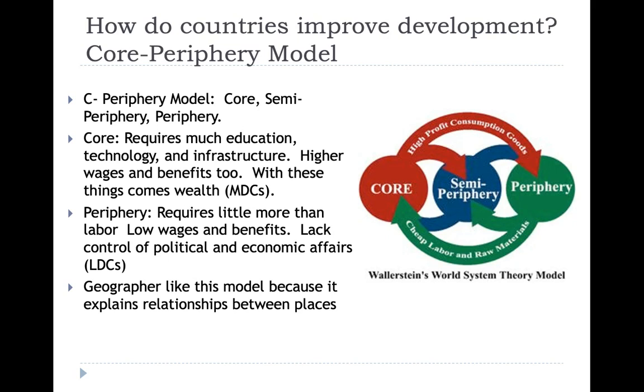So it shows the relationship of how core countries, or more developed countries, can use less developed or periphery countries for cheap labor and raw materials to produce the goods that are going to be sold to other core countries or semi-periphery countries, and vice versa.